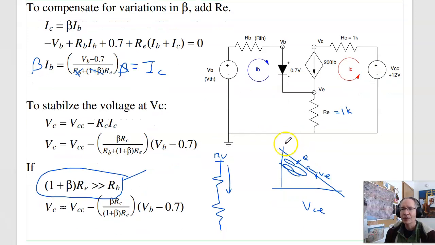So kind of a trade-off is pick RE to be RC or smaller. That'll eat up a third of the load line or less. Once I pick RE, pick RB to be much, much smaller than 1 plus beta RE. That'll stabilize the Q point.